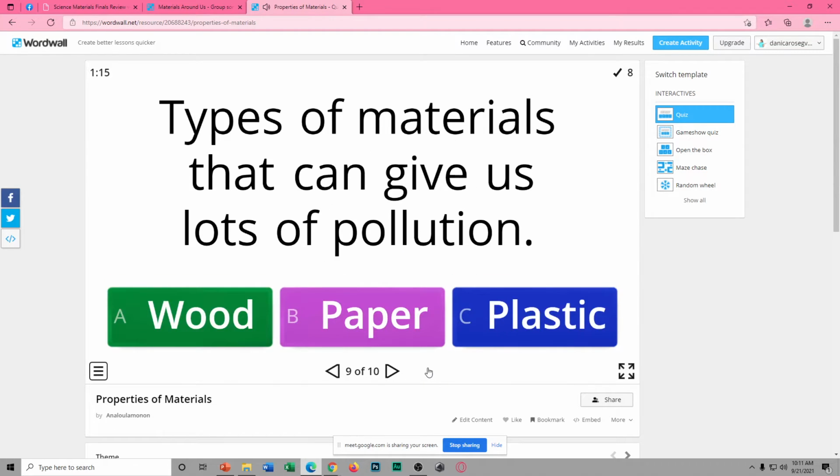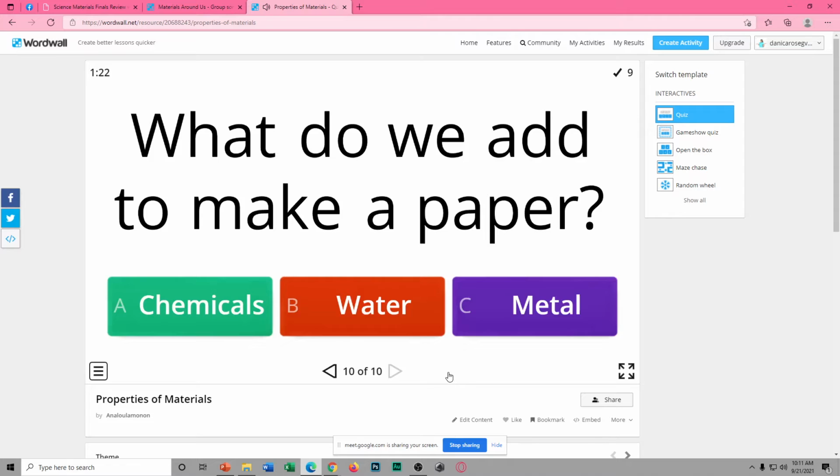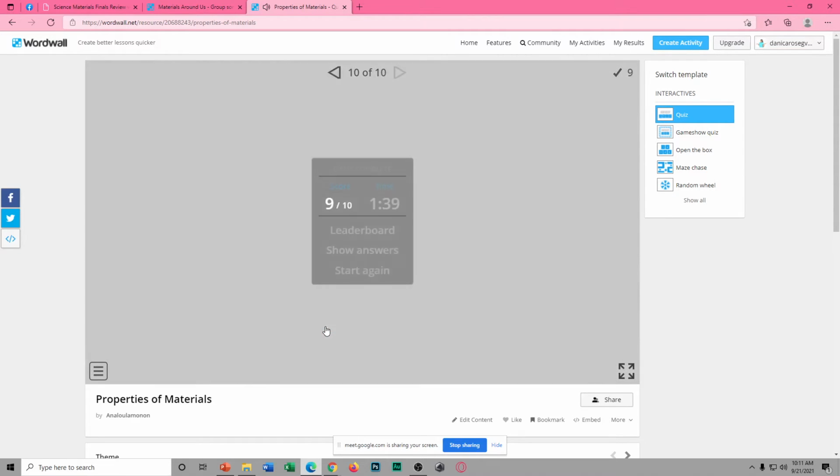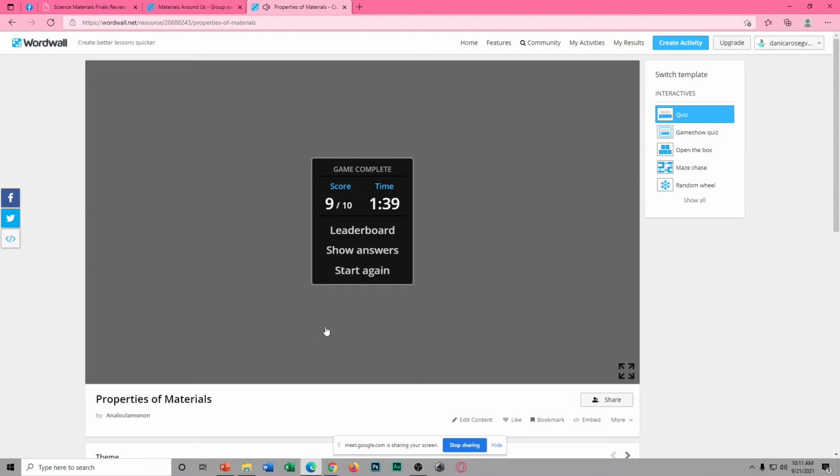Types of materials that can give us lots of pollution. Plastic. What do we add to make paper? For example, you recycle paper. You get old paper and then you put some water, and some chemicals actually, so that the paper can be formed.